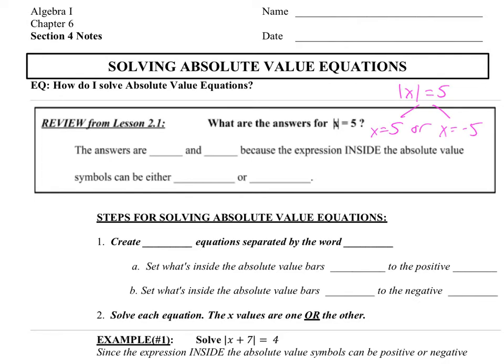So that's kind of what we're going to do with these problems here. We're going to take whatever's inside the absolute value bars, set it equal to the positive value and the negative value, and then we're going to solve. All right, and the answers are going to be 5 and negative 5, like we talked about, because the expression inside the absolute value symbols can either be positive or negative.